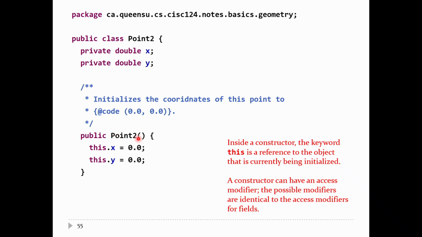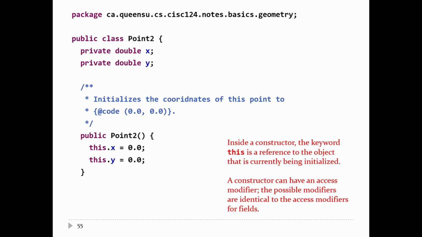The name of the constructor matches the name of the class. It's a no argument constructor, so there are no parameters for the constructor, just the empty round brackets. Just like the class, you're allowed to put an access modifier on the constructor. So public means any class that can see Point2 can also use the Point2 constructor. What should the constructor do? It should set x and y for the point to equal 0.